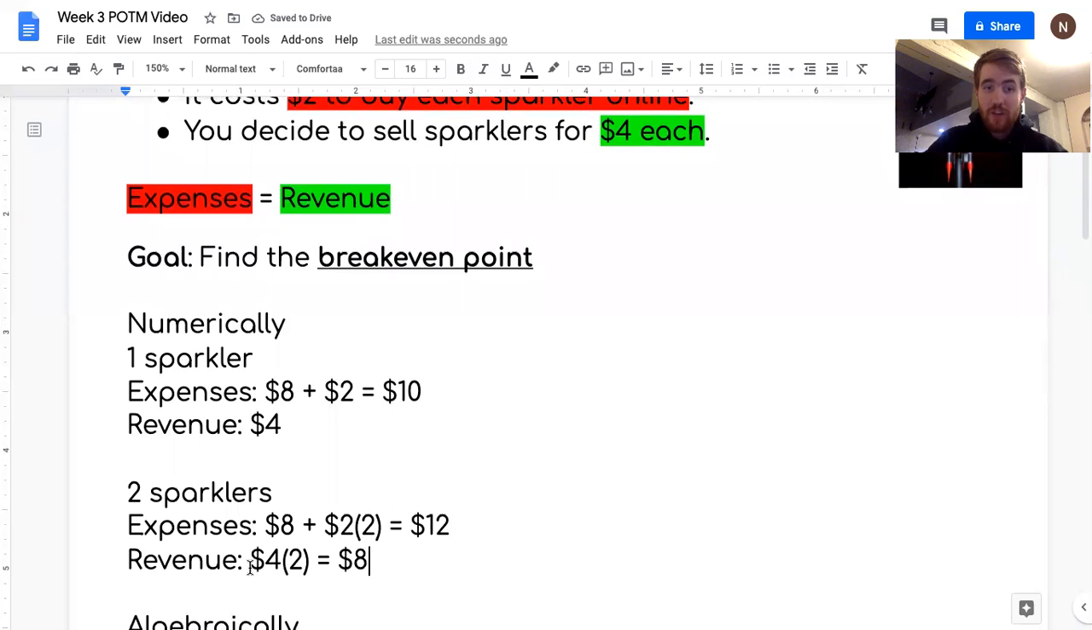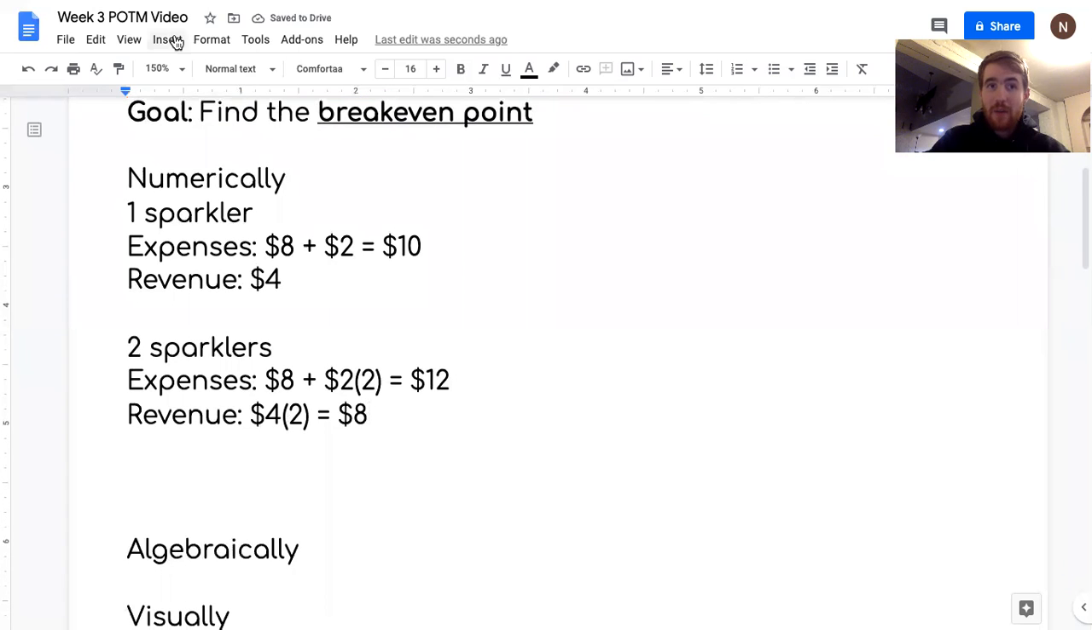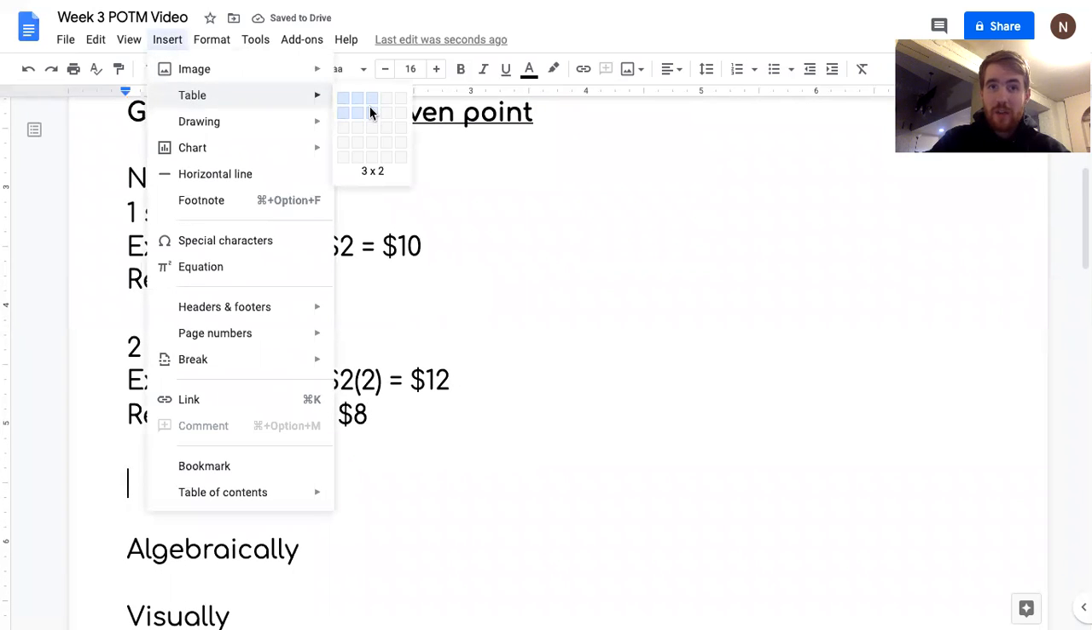1 sparkler, 2 sparklers, 3 sparklers if you want. This could take a while. You can jump ahead. You could just guess around, guess and check. One way I like to organize this is I like to make a table. So I'm going to go ahead and insert a table here.